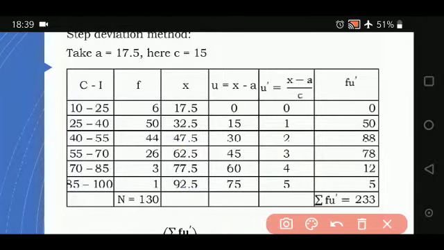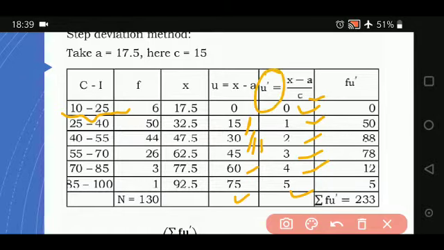Now next step, what is there for the step deviation formula? u dash is nothing but x minus a divided by c. This c is nothing but the width of the class interval. What is the width of the class interval? 25 minus 10 is nothing but 15. So you start dividing. 0 divided by 15 is 0. Then 15 divided by 15 is 1. 30 divided by 15 is 2. 45 divided by 15 is 3. 60 divided by 15 is 4. 75 divided by 15 is 5.